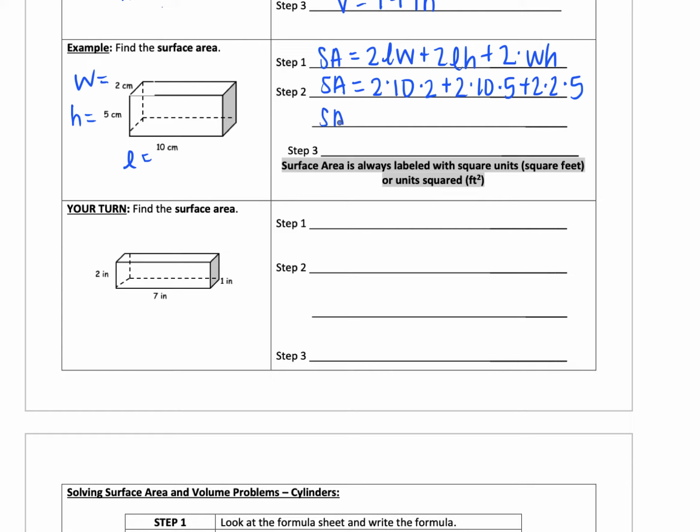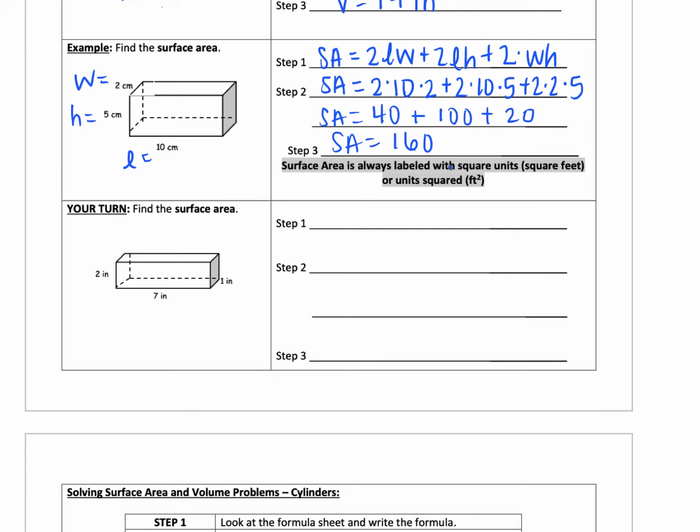So surface area will equal 2 times 10 times 2 gets us 40. My plus sign comes down. 2 times 10 times 5 is 100. Plus sign comes down again. And then 2 times 2 times 5 is 20. So now I have 40 plus 100 plus 20, and surface area equals everything added together, which is 160.